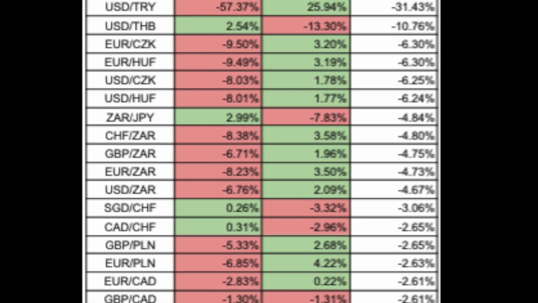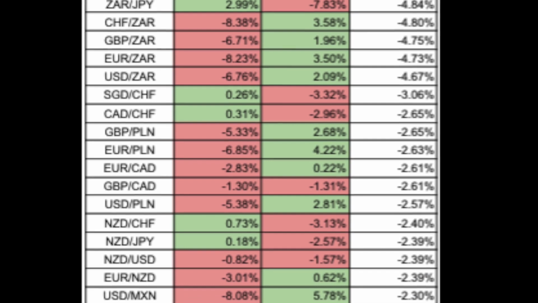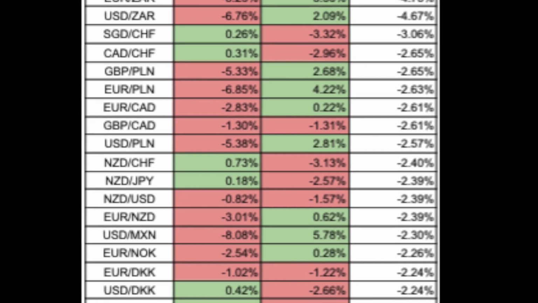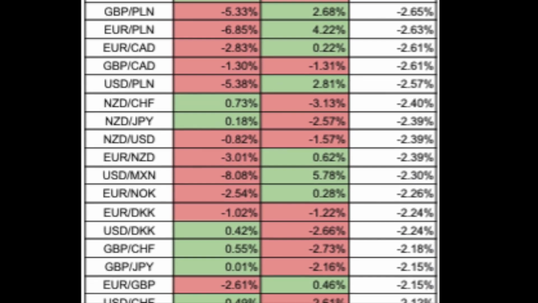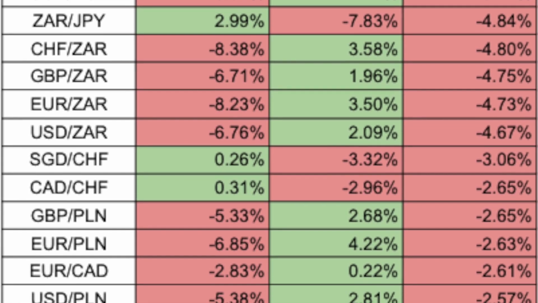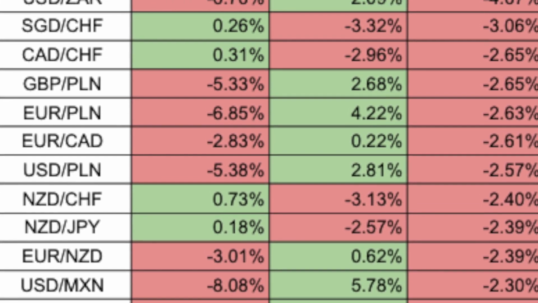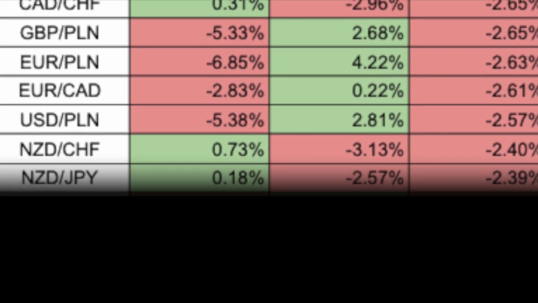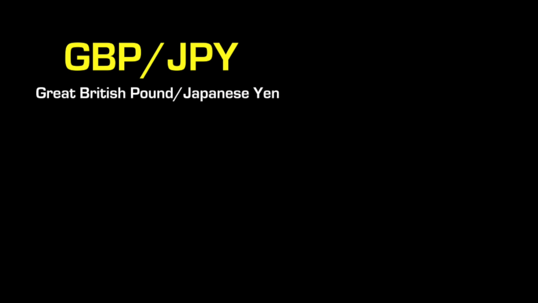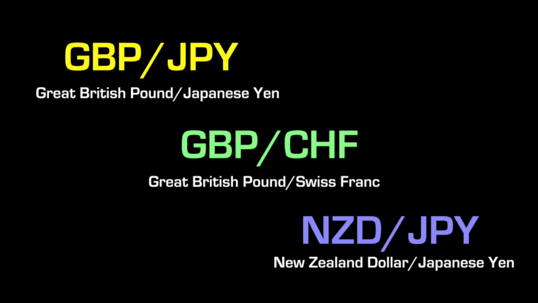Let's go back to our list. Did you happen to notice that many pairs are negative both long and short? That means no matter what, you cannot capitalize on the interest of that pair. So let's get rid of those. Now we have a list of currencies where one direction has a positive interest rate. Some great examples in the past were the Great British Pound Japanese Yen, the Great British Pound Swiss Franc, and the New Zealand Dollar Japanese Yen.